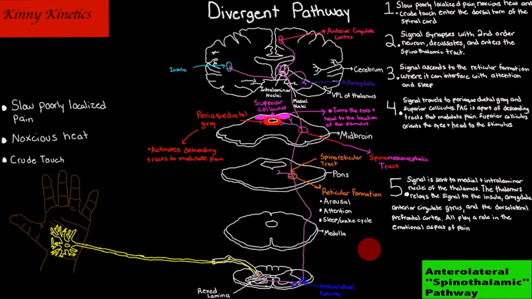Number 5. The signal gets sent to the intralaminar nuclei and the medial nuclei of the thalamus. The thalamus then relays the signal to the anterior cingulate cortex, the insula, the amygdala, and the dorsolateral prefrontal cortex. Collectively, this is known as the spinal emotional pathway.